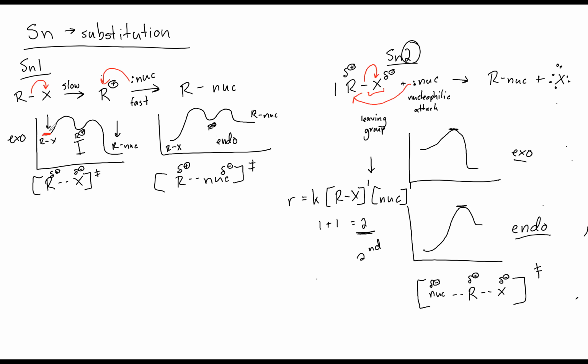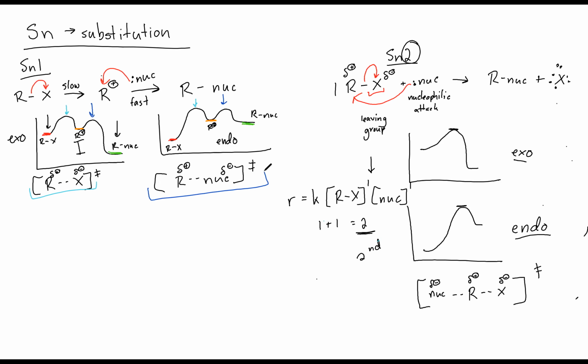This first part here in both graphs represents the reactants. This second part represents our carbocation intermediate, and this here represents our product. The first hill represents the transition state where the leaving group is leaving. The second hill represents the transition state where the nucleophile is being added.